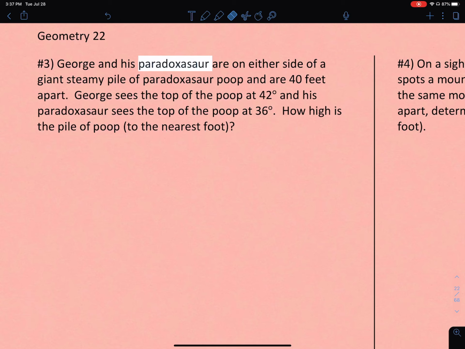First of all, what is a Paradoxosaur? Well, it's a dinosaur that if you believe it exists, it doesn't. But if you don't believe that it exists, it does. It's a paradoxosaur.